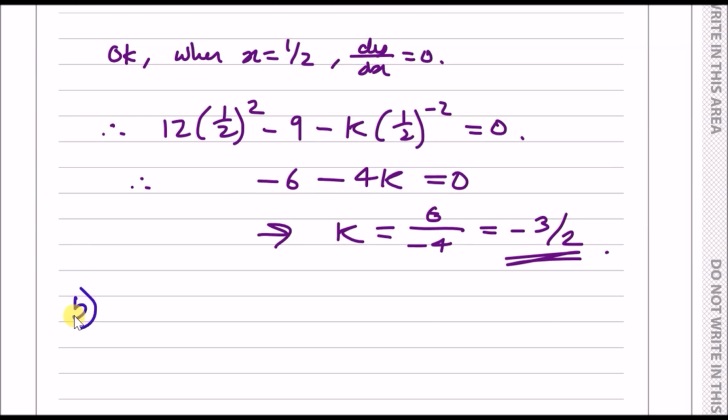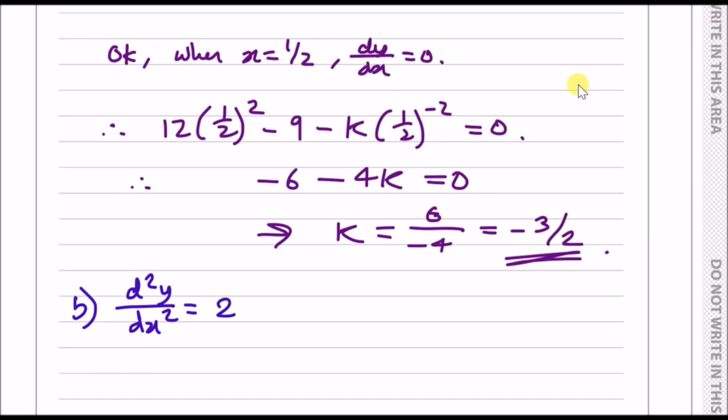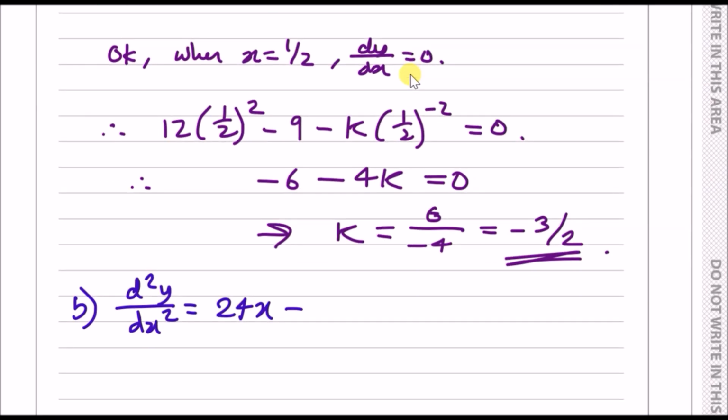Now for part B, we can say the second derivative is d2y over dx squared. So differentiating this expression, 12x squared becomes 24x because you just drop the 2 down. 9 disappears because it's a constant. And then minus kx to the minus 2, well, all you do is drop minus 2 down, so it becomes plus 2k, and then subtract the power by 1, you get minus 3.